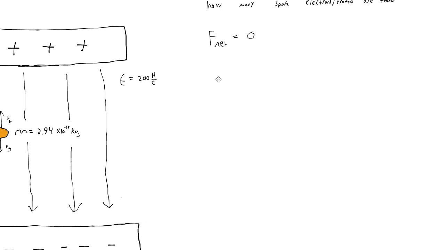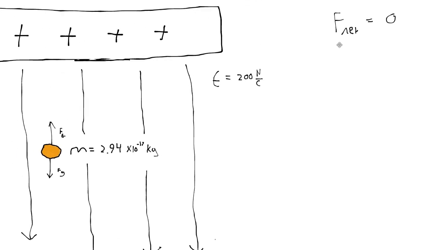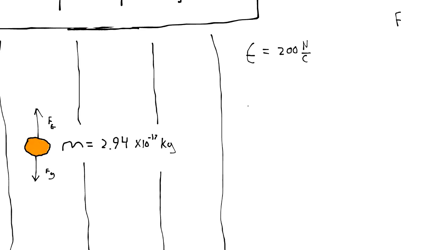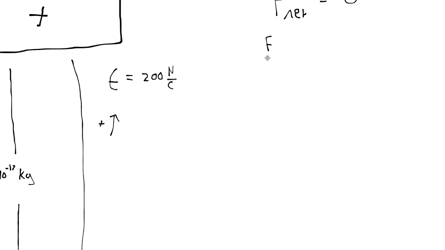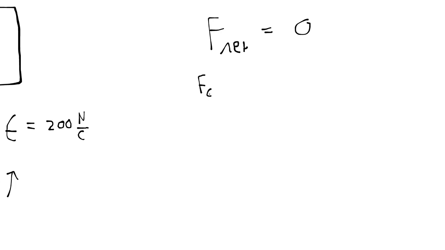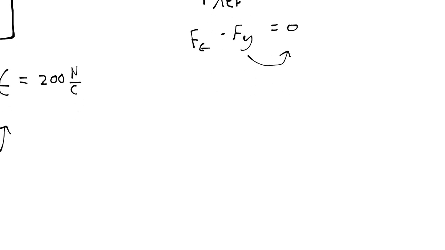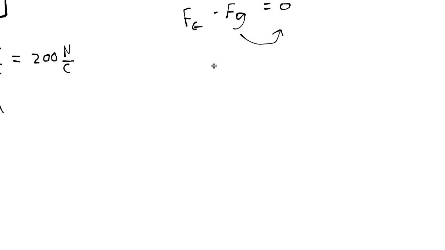So F net is going to equal force electric. And actually, I'm going to make up positive, okay? So up is going to be positive. So force electric minus force of gravity is going to equal 0. And then I'm going to move the force of gravity to the other side. So I'm going to add force of gravity to both sides here. So it's going to become force electric equals force of gravity.